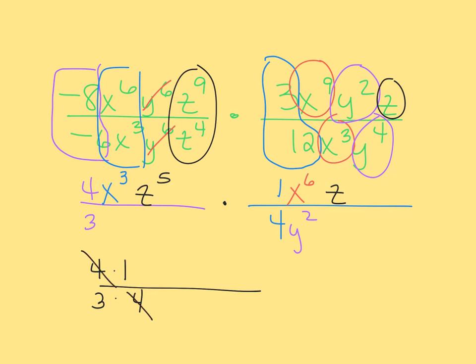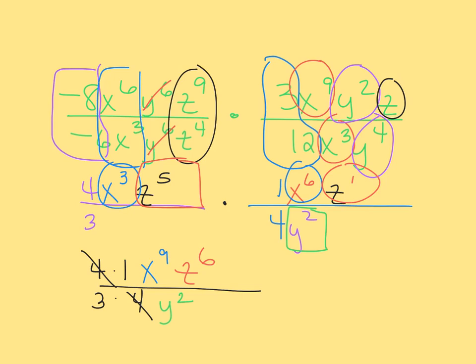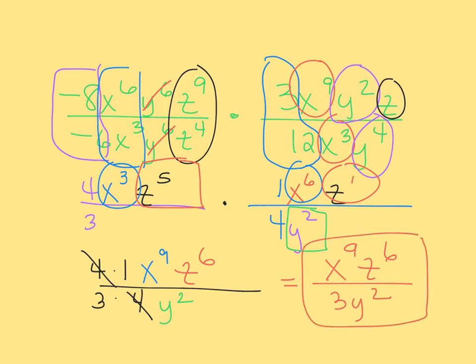And then if I look at my x's, x to the third, x to the sixth, there's no x's on the bottom, so that means I just have x to the ninth on top. There's only one y on the bottom, so that's y squared. And then if I look at my z's, I have z to the fifth and I have z to the first, so that gives me z to the sixth on the top. So I would prefer you rewrite this answer so it looks better. I don't need that 1 on top, so it's x to the ninth z to the sixth over 3y squared. Done.